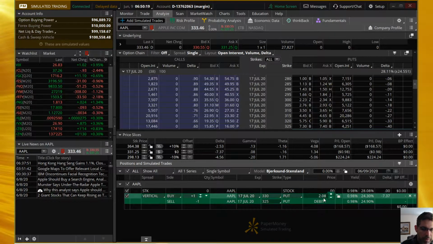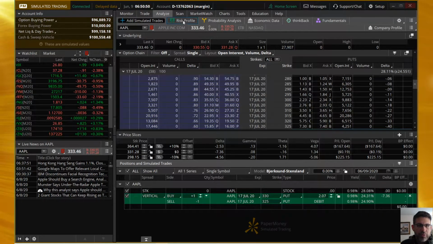So you see here, it's a debit of $208 or $2.08 per share. Well, it just moved a tick. Okay, there you go. So $207. It might move while I'm talking. All right. That means that's the most that we can lose. Now remember, with a long spread like this, we're going to have time working against us. Every day, this is going to be worth less and less. Unless, of course, it does what we would like it to do, which is move down, right?